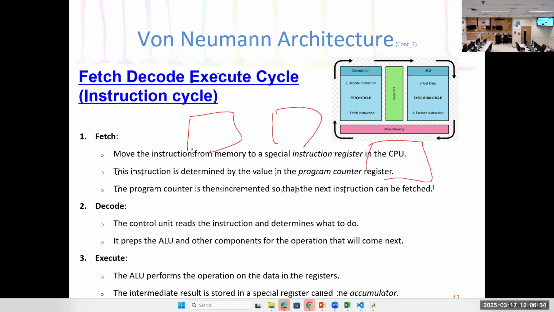So when I get it here, I need to decode it. I translate it: this one is number 7, this one is an addition command, and this one is the 6. The third one, execute, means I tell you to add number 7 to number 6. So basically, for every cycle of the instruction, you have the 3 actions: you fetch, you decode, and you execute. Basically, that is the way you work with the instruction cycle.